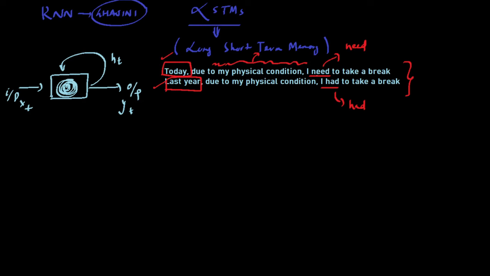So this type of situation, where you need to take a decision based on a very past word or a very long-term memory based approach, this is where the problem with RNN is.